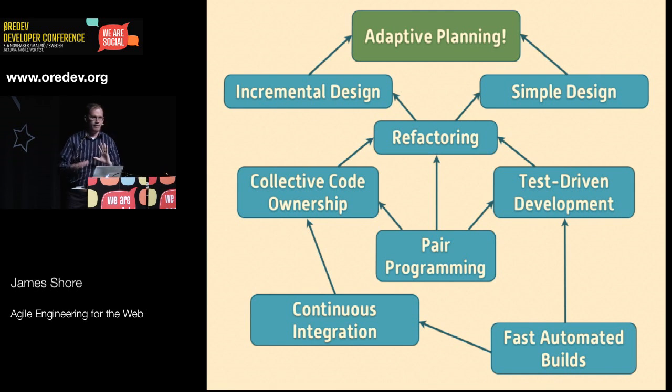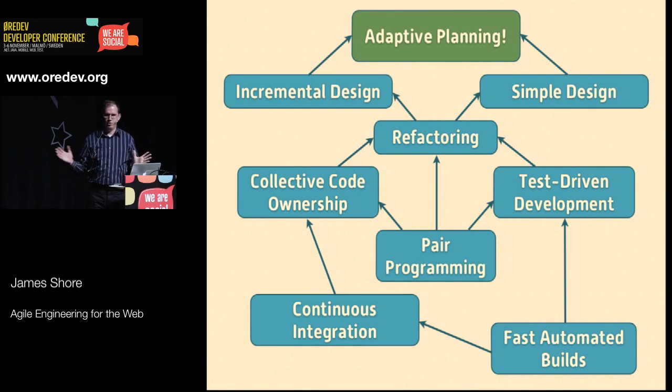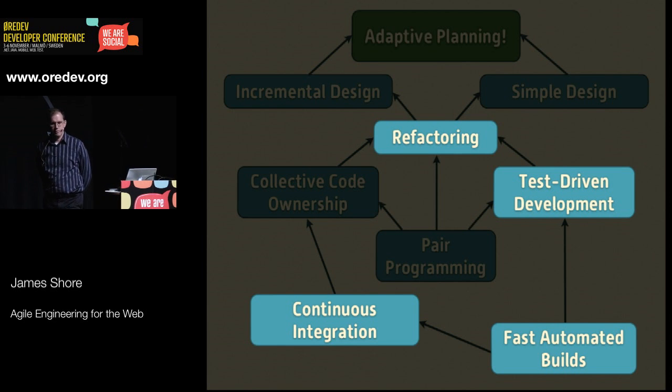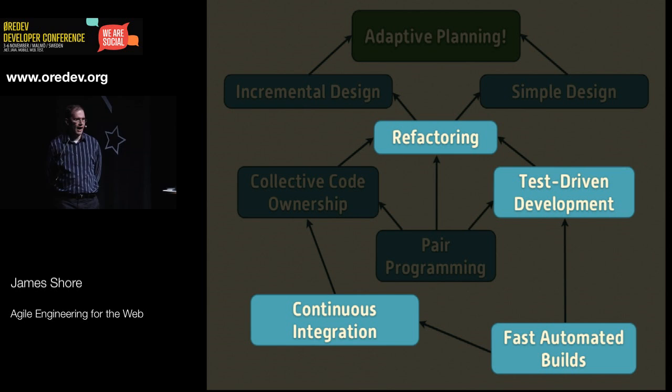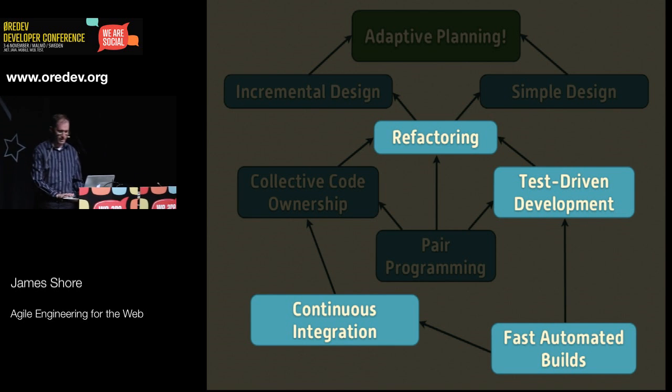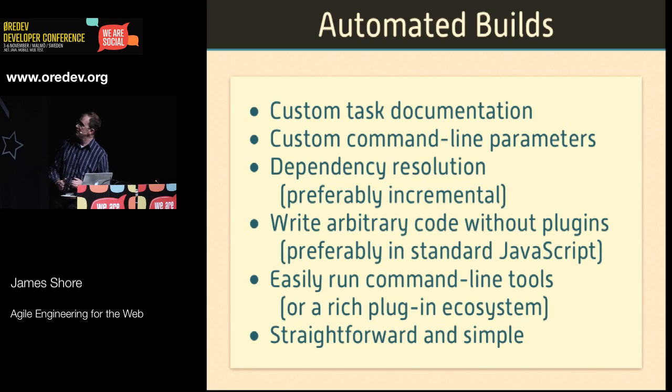Many of these practices are completely independent of language. You can do pair programming working in any language whatsoever. So this talk is about these four practices: automated builds, continuous integration, test-driven development, and refactoring. Or at least it was 2 hours ago. I timed it, and we cannot cover all four of these in 40 minutes. So fast automated builds and continuous integration are going to get skipped past. We're going to focus on test-driven development and refactoring, because I think there's a lot more fascinating stuff there.